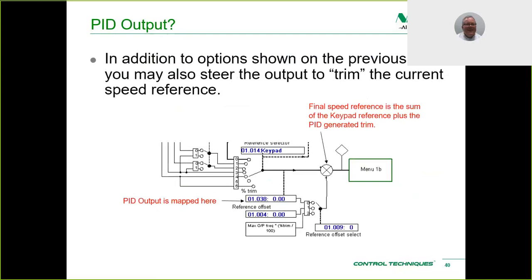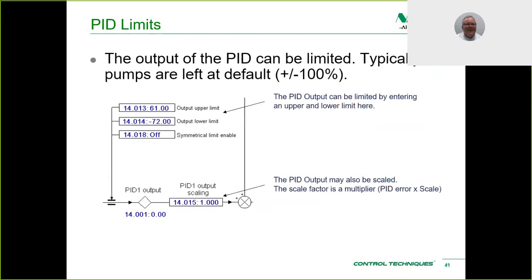The third option is what I'm doing today. Rather than writing directly to the speed output here, which you don't show here, but that's the final speed reference, what I'm doing is I'm trimming. So I'm writing my PID output to menu 1, parameter 38. What this is going to do is increase or decrease my final speed reference based on my PID output that you see right there. So that's yet a third option for the output of the PID. And in my case, it works really well.